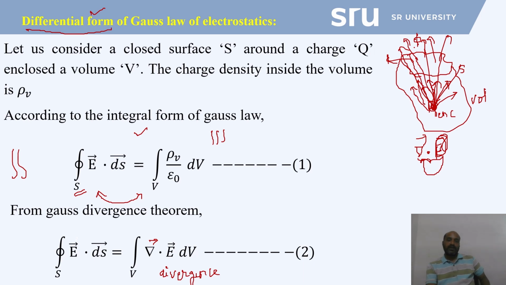So the closed surface integral of E dot ds is equal to the volume integral of del dot E dV. Now you can exchange surface to volume or volume to surface. But which is better? Generally, a volume integral is easy compared to a surface integral. So that's why, just here.